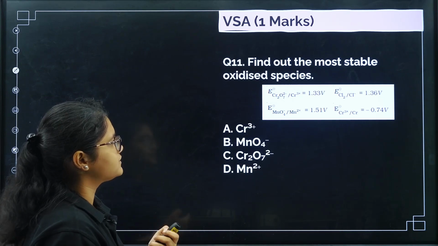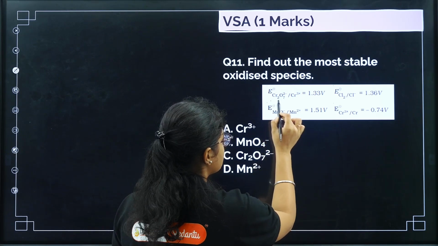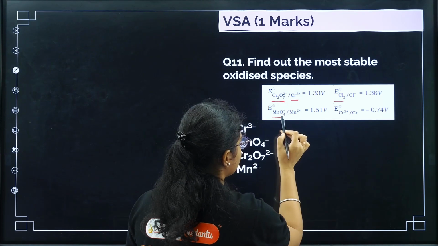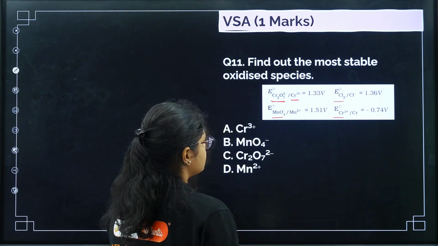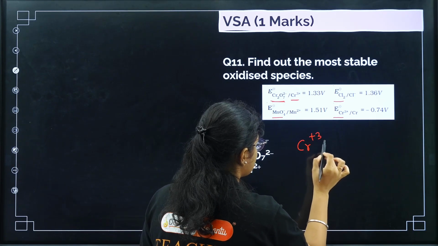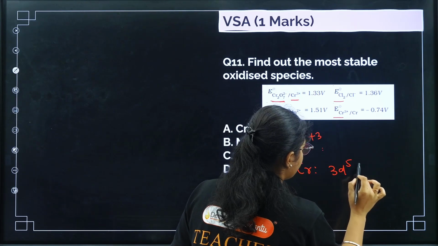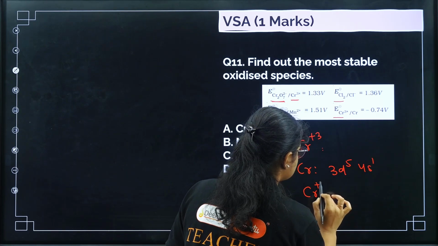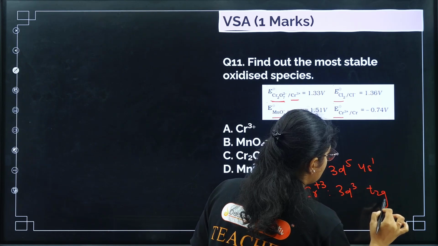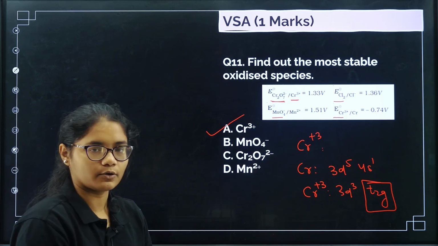Next, find out the most stable oxidized species. Oxidized species are these ones, and these are the reduced species. You have Cr2O7, Cl2, MnO4 minus and Cr3+. For Cr3+, what's the electronic configuration of chromium? 3d5 4s1, and Cr3+ will have a 3d3 configuration, and if you remember it has a t2g configuration which is very stable. So option number A.